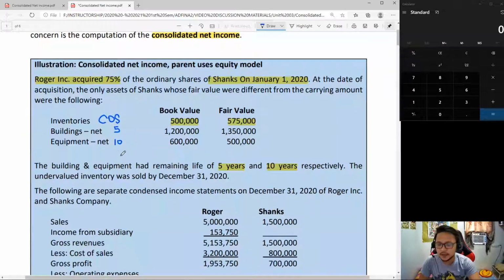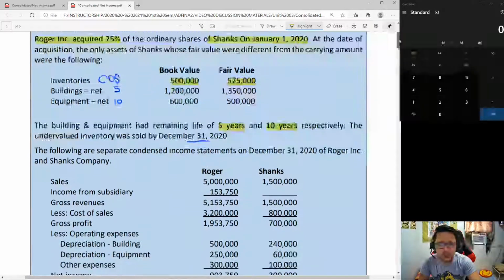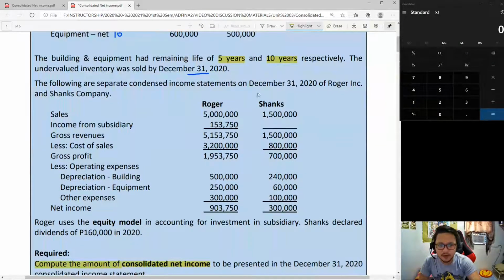So let's just mark them so that we know. The undervalued inventory was sold by December 31, 2020. So yun na nga, itong inventory na to was sold within December 31, 2020, which means that it will have an effect on our consolidated net income by way of cost of sales. So, the next given are the two separate financial statements of Roger and Shanks, the condensed income statements of the two.